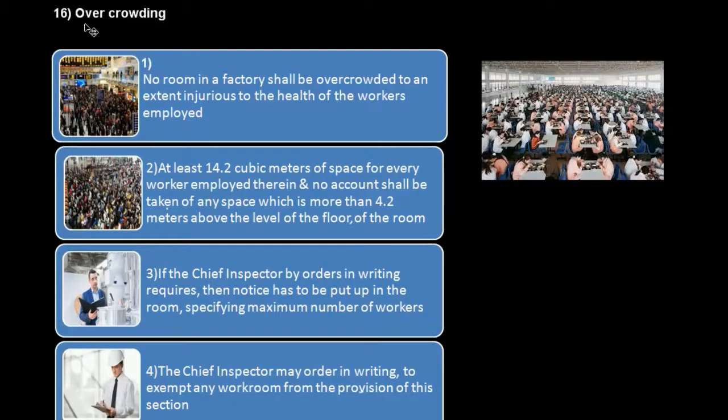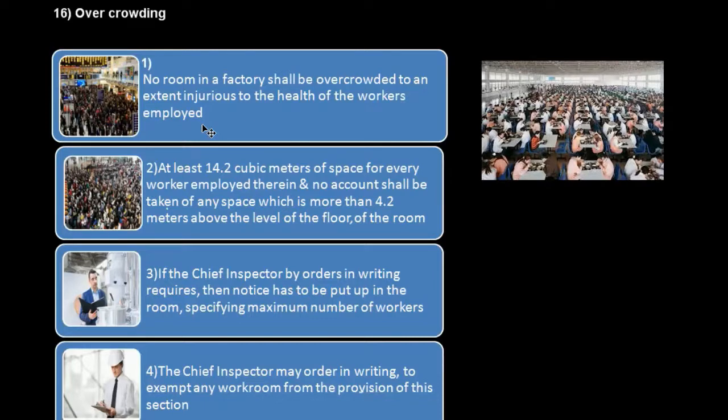Now we'll learn about section 16, that is overcrowding. This section has 4 subsections. The first one says that no room in a factory shall be overcrowded to an extent injurious to the health of the workers employed. Now we all have gone through a crowd situation, and we all know how uncomfortable it is in a crowd.